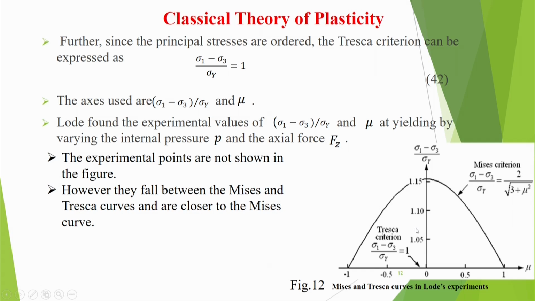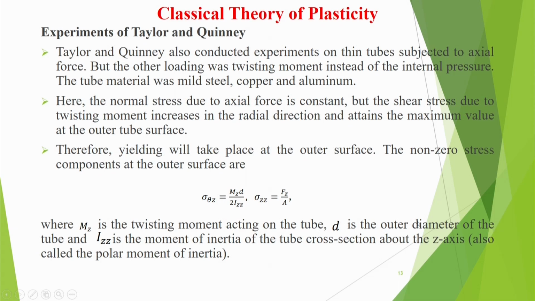Now what happens? The experiment points are not shown in this figure, but all the experiments he conducted fall between the Mises and Tresca curves. So Mises and Tresca curve, it is this one. That means both criteria are able to predict, but the Mises criteria is providing a type of upper bound.